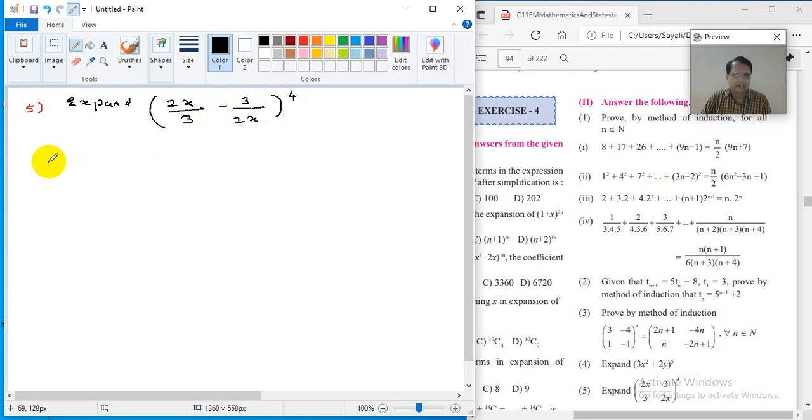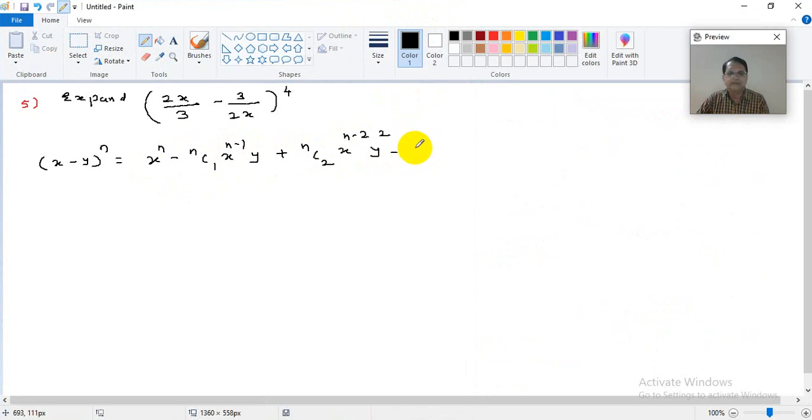So you know what is the formula for (x − y)^n. It is equal to x^n − nC1 x^(n−1) y + nC2 x^(n−2) y² − nC3 x^(n−3) y³ + and so on. Alternately plus, minus: first plus, then minus, then again plus, then again minus. I will enlarge this so that we can use the whole screen. The final term will be (−1)^n y^n.